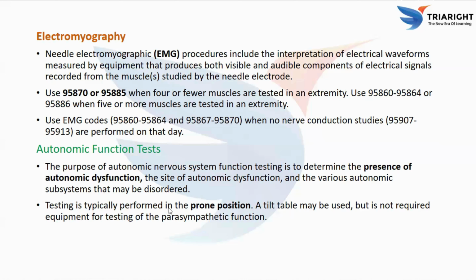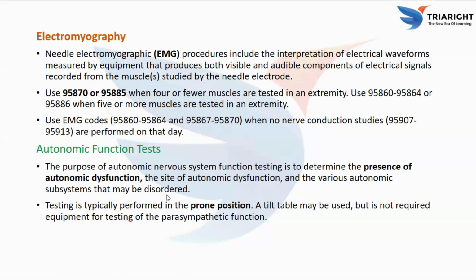Coming to autonomic function test. So what is an autonomic nervous system? It controls involuntary functions such as heart rate, blood pressure, sweating, and digestion. This autonomic nervous system is divided into the sympathetic and parasympathetic nervous system. So what is the purpose of autonomic testing? Autonomic function tests are used to determine the presence of autonomic dysfunction, location, that is central versus peripheral systems, and which autonomic subsystems are affected. They are generally used in conditions like diabetic autonomic neuropathy, syncope, Parkinson disease, and multiple system atrophy.